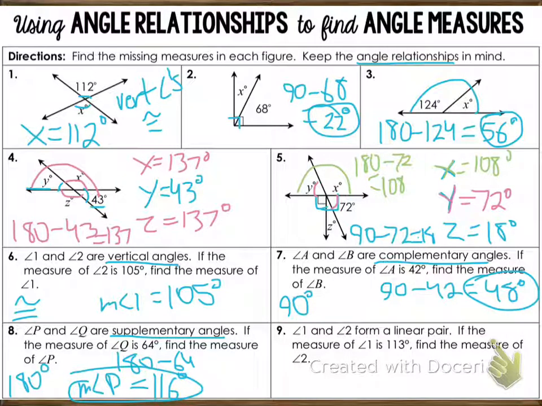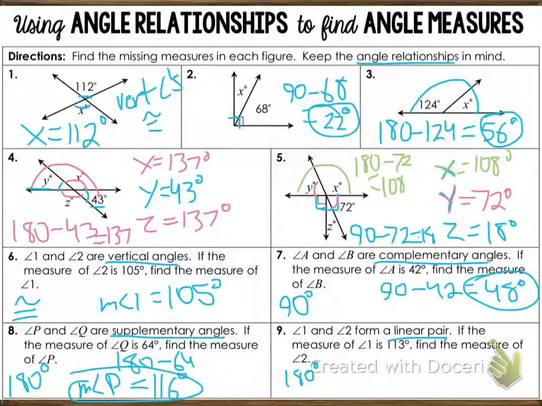Okay. And now number 9, 1 and 2 form a linear pair. So recall, a linear pair is similar to supplementary angles. They both have to add up to 180 degrees, so they have to be on a straight line. They have to be adjacent to each other. So also very similar to number 3. Looks very similar to that picture.